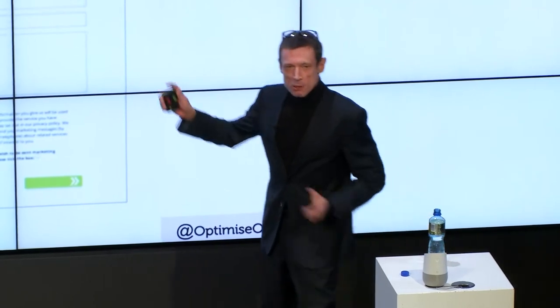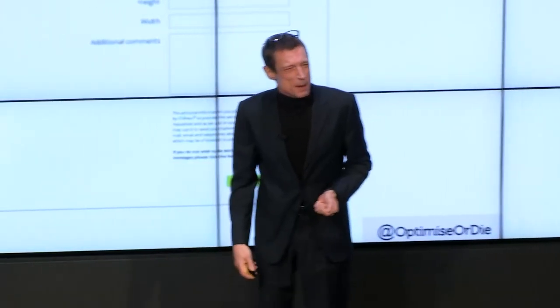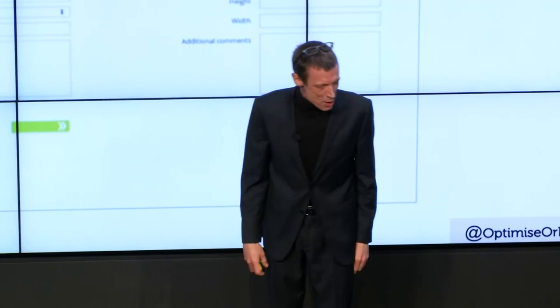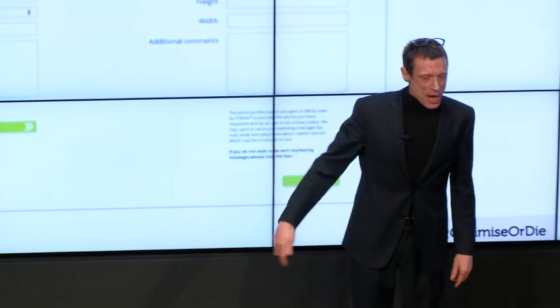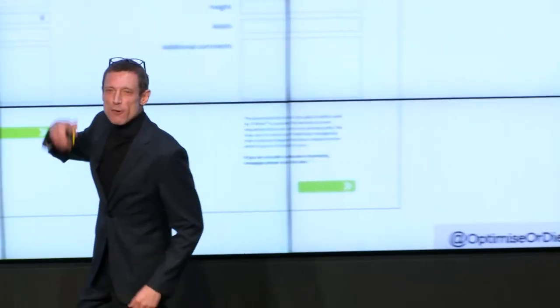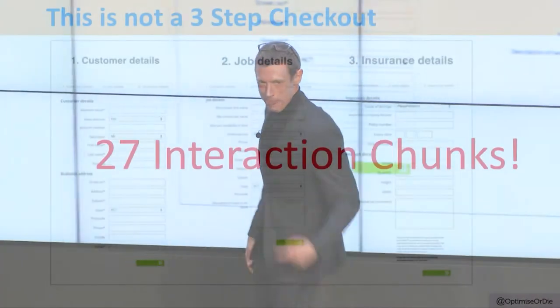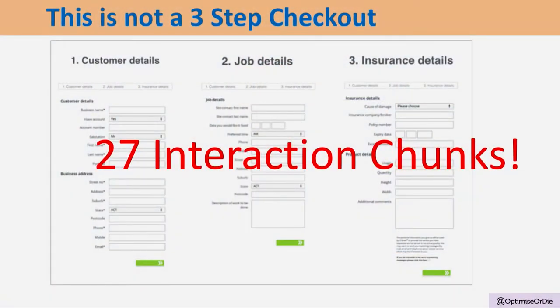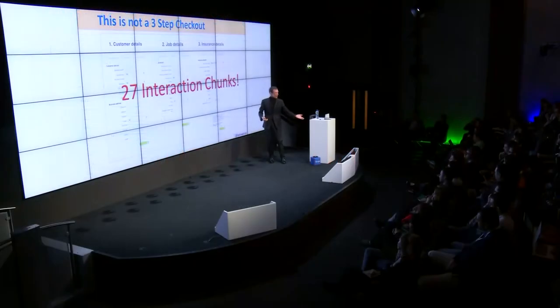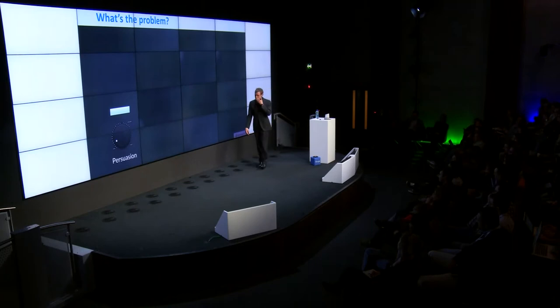Remember here, stop saying that these things are one-step checkouts. It's not a one-step checkout. It's not a three-step checkout. It's 27 interaction steps, okay? And think about it as a 27-step checkout, because you've got to get them through. It's like a little dog jumping through hoops. You've got to get it through all 27 hoops before you get the money at the end, right? So work it as 27, not as three.